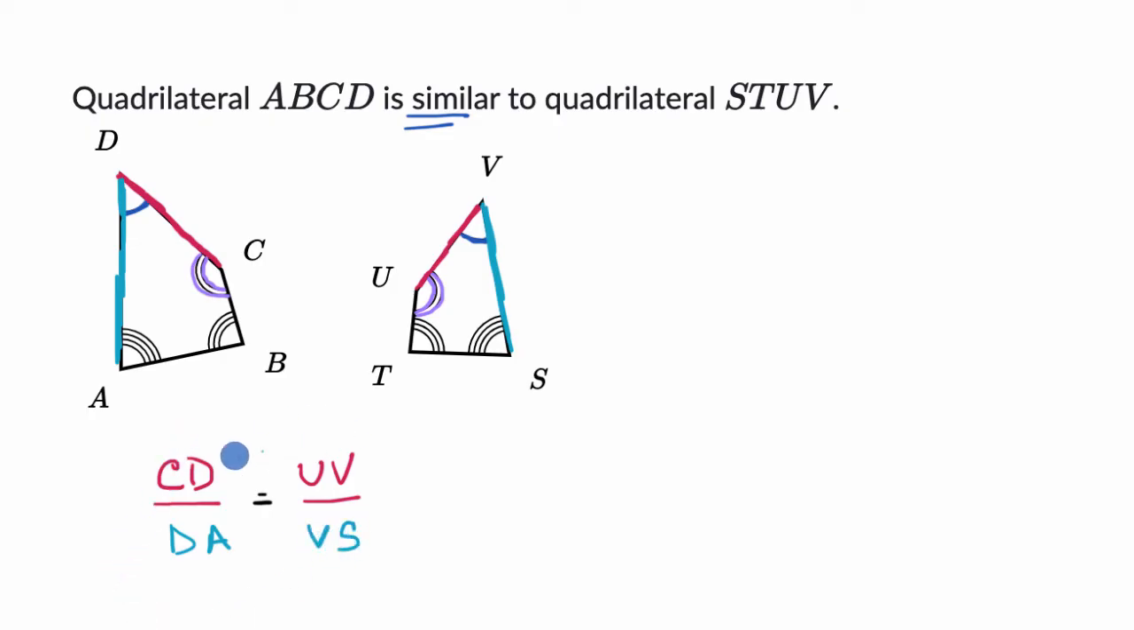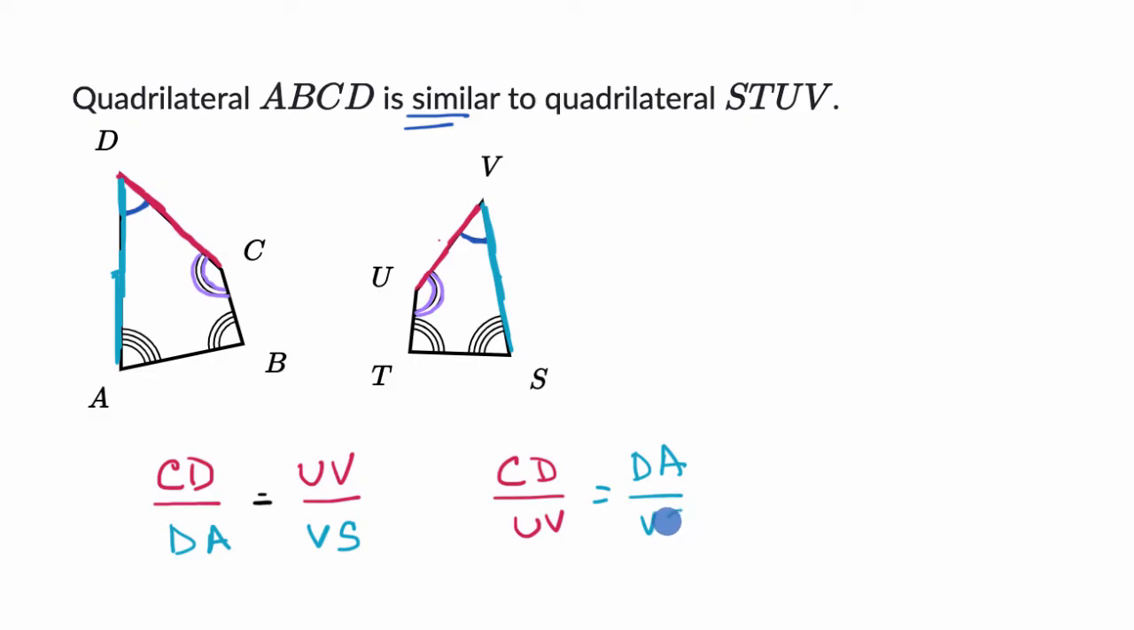Now we could also take it the other way. We could say that the ratio between corresponding sides is the same as well. So for example, we could say that the length of segment CD, the ratio of that and the length of segment UV, so the ratio of this to this, is going to be equivalent to the ratio of this to this, of the length of segment DA to the length of segment VS.